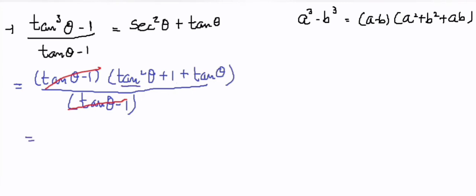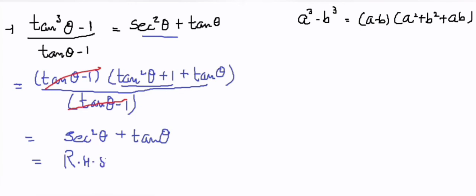Now this tan square theta plus 1 can be written as sec square theta because we have the identity, and here we have tan theta. Now you can see we got our RHS, so this is our RHS, hence proved.